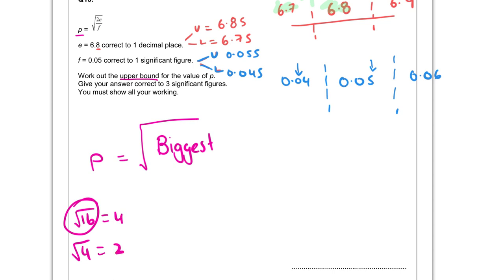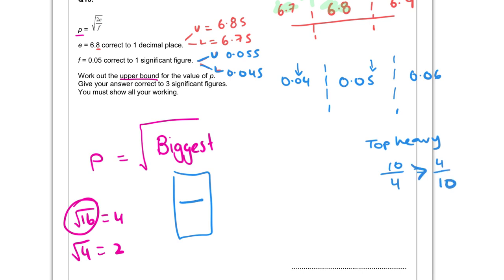Okay. But what's inside the square root? I have a fraction. So this fraction needs to be the biggest fraction it can possibly be. Now imagine this. A biggest fraction means I want top heavy, or I want the bigger number as the numerator. Do you think 10 over 4, well, that's bigger than 4 over 10, isn't it? So I want the biggest number it can possibly be on my numerator. So I want my numerator to be my biggest divided by my smallest.